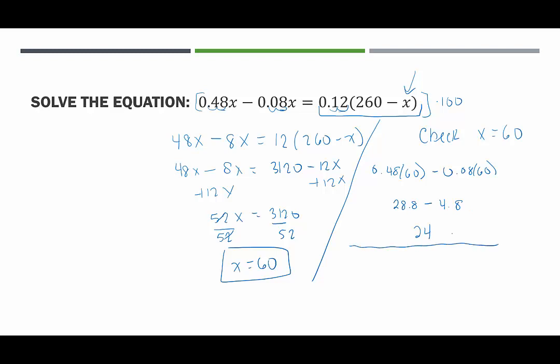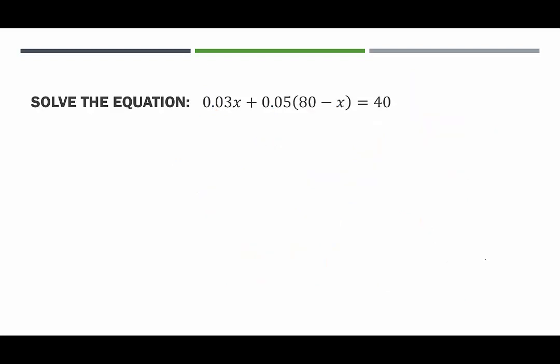Okay, so now what happens when I plug in 60 on the right-hand side? We get 12 hundredths times 260 minus 60. Well, 260 minus 60, following order of operations, is 200, and 0.12 times 200, 12 hundredths times 200, is 24. So we see the left matches the right, and now I know for sure, 1,000,000%, that x really does equal 60.